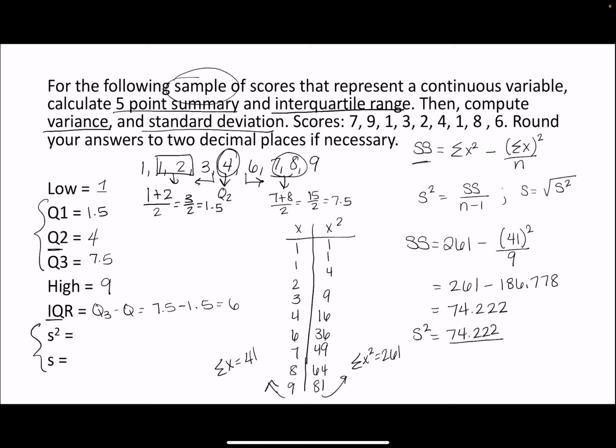So then to find our s squared, we're going to take 74.222 and we're going to divide that by 9 minus 1. And that is going to end up giving us 9.28. And then to take that, I'm going to take the square root of 9.28, and that's going to give us the 3.05. So our variance is 9.28, and our standard deviation is 3.05.